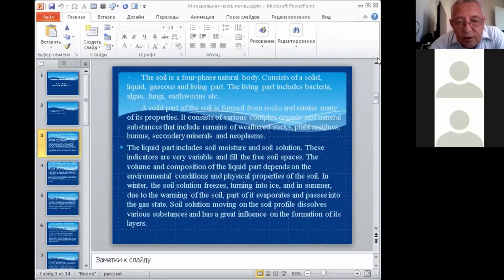due to the warming of the soil, part of it evaporates and passes into the gas state. Soil solution moving along the soil profile dissolves various substances and has a great influence on the formation of its layers.